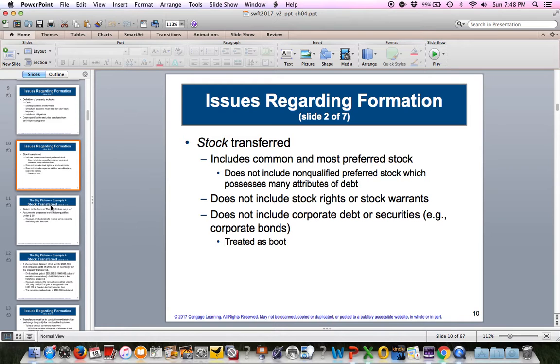Does not include non-qualified preferred stock, which is kind of similar to debt. Does not include stock rights or stock warrants. Does not include corporate debt or securities, which are basically bonds, which all those would be treated as boot. In other words, then there would be a gain.